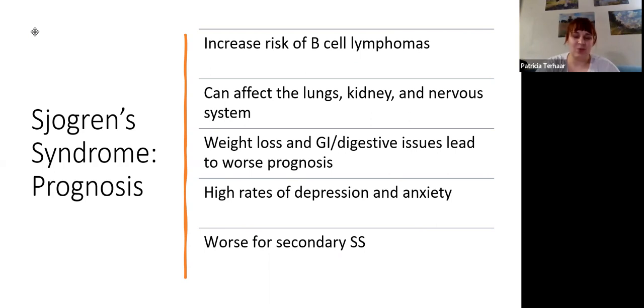There are high rates of depression and anxiety, and usually the prognosis is worse for secondary Sjögren's syndrome. And as we talked about before in the clinical manifestations, there's a decreased quality of life for patients with Sjögren's syndrome.